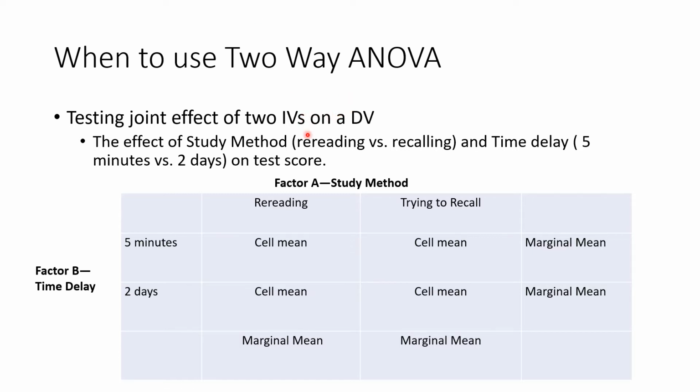Our first independent variable is study method, and it's going to have two levels. People are going to study by rereading material, or they're going to study by trying to recall what they've read. So these are two different study methods, two different levels of the independent variable.